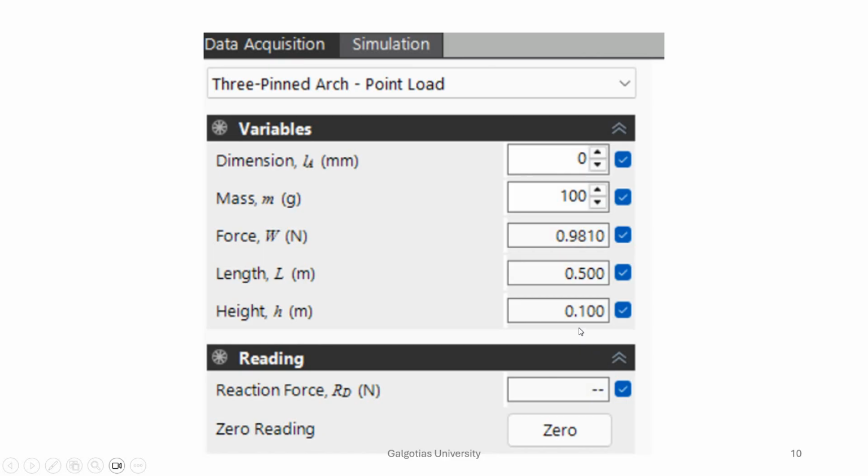Finally, how he is doing the machine calculation is by providing this information in the data acquisition system, like dimension, mass, force, length, height. He will be getting the reactions according to the load applied. For example, this picture will give you the information that the mass applied is 100 grams, and it is converted to force as 0.9810 Newton. Proceeding further, he will be getting the answer as reaction RD.